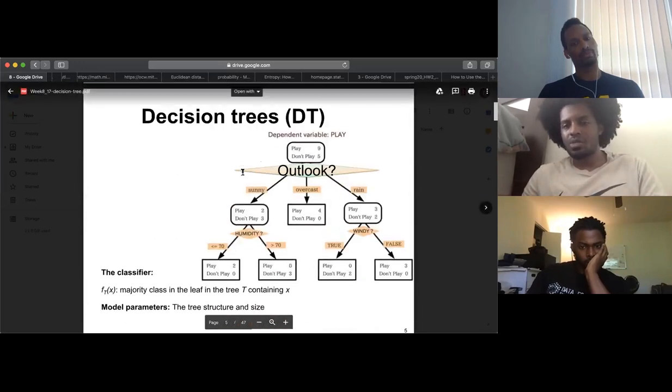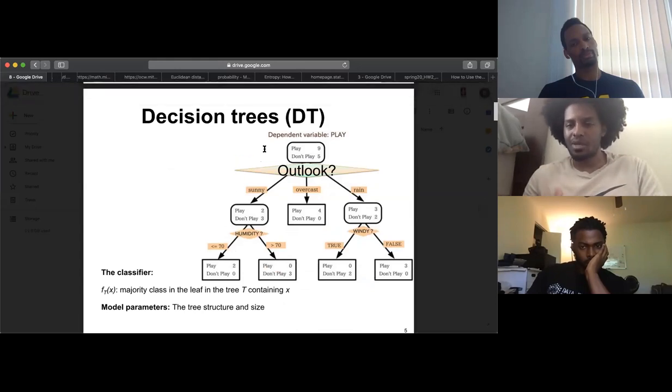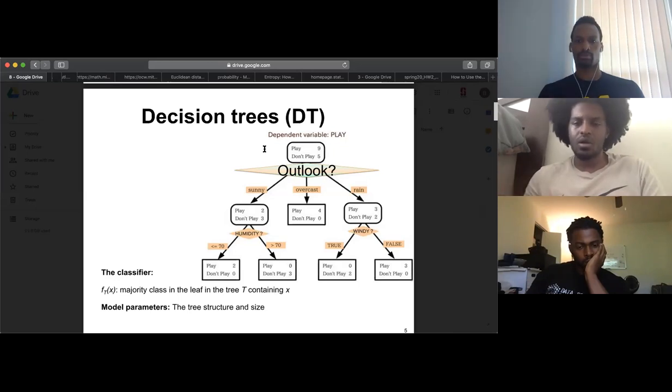So your dependent variable, the thing you're trying to find out, is: am I going to play? Counting the output labels, you saw that there were 9 instances where you played and 5 instances where you didn't play. And then you're asking about the outlook. You pick outlook as the first question that you want to ask. What was the outlook for all of the data? On sunny days, we had 2 plays and 3 not plays. On overcast days, we had 4 plays and 0 didn't play. And on rainy days, you had 3 play and 2 don't play, right?